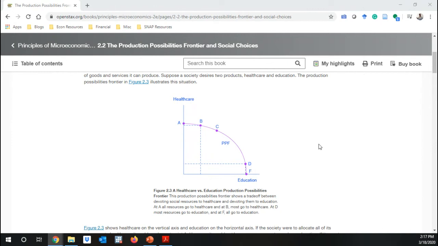Allocative efficiency, on the other hand, is the point on the PPF where the most amount of satisfaction for society is achieved. I have not given you enough information to be able to determine that. We will talk about that in more detail in a future lecture. I just wanted at this point to introduce those terms to plant the seed in the back of your head.